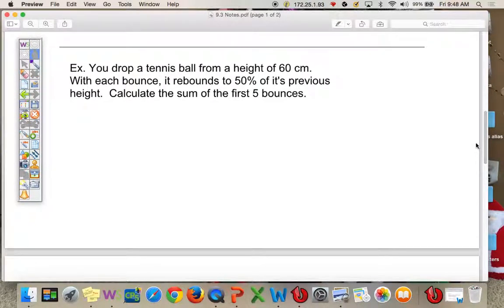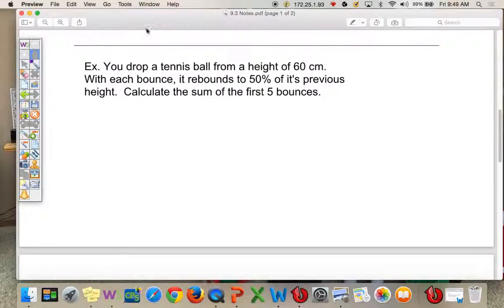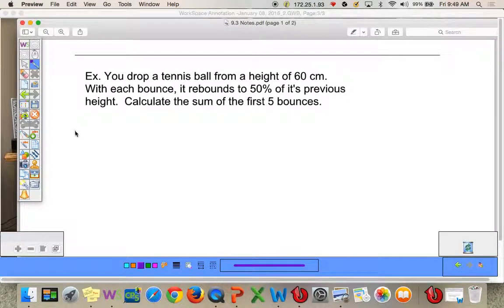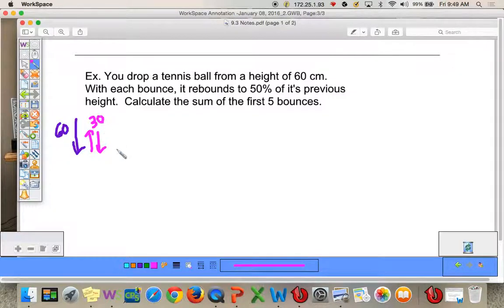Let's do another example. You drop a tennis ball from a height of 60 centimeters. With each bounce, it rebounds to 50% of its previous height. Calculate the sum of the first 5 bounces. So again, I think with these rebound ones, it helps to draw the picture. So first it goes down 60 centimeters, and then it goes halfway up, but then it goes down again at 30 centimeters, and then it goes halfway up, but then down again. Sorry, order is wrong.